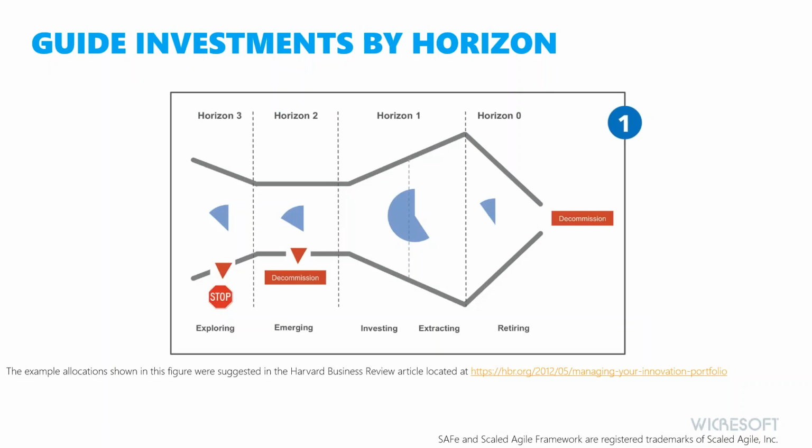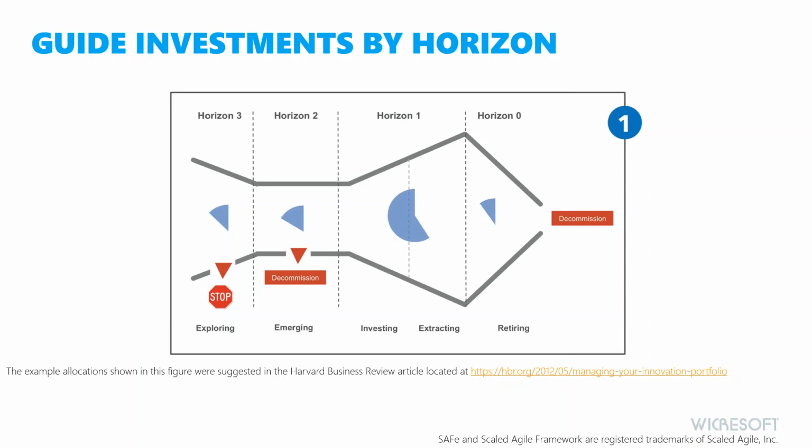One of the guardrails is guide investments by horizon, and this comes from, I think it's an old McKinsey framework actually, but the idea of horizon-based budgeting is one of the things you do early in the budgeting cycle is to specify percentages of the budget into horizons so that you don't go above that number.